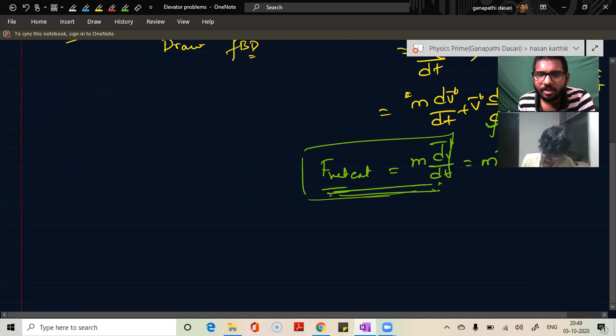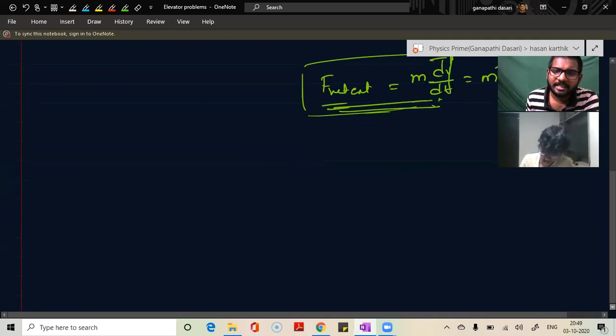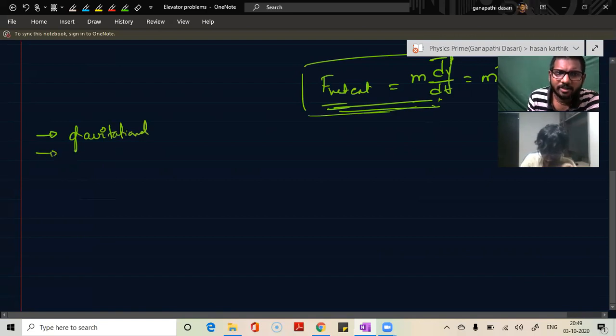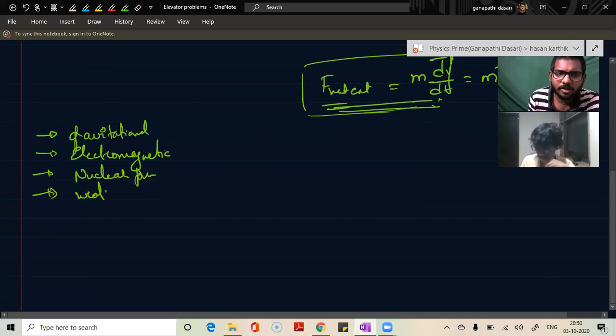Now, for writing this external force, we'll have different types of forces, you know. One is gravitational force, electromagnetic force, nuclear force, or weak van der Waals forces. These are the four types of forces.